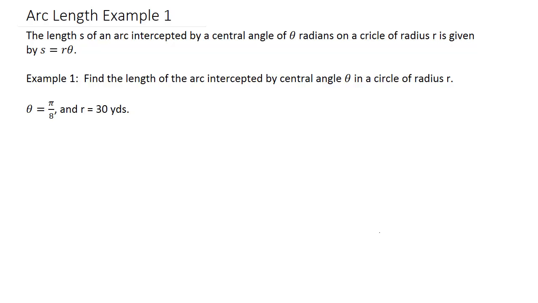Alright, so in this video we're going to talk about finding the arc length of a circle. So it says the arc length S of a circle intercepted by a central angle of theta radians on a circle of radius r is given by S equals r times theta. So the arc length equals the radius times the measure of the central angle.